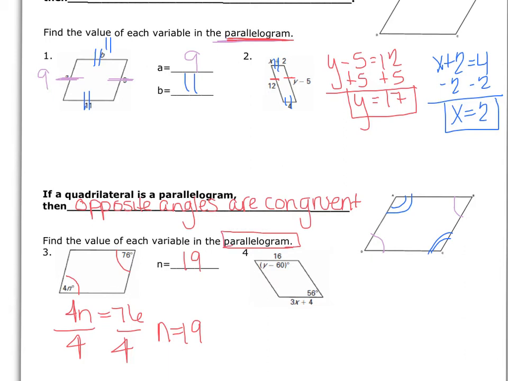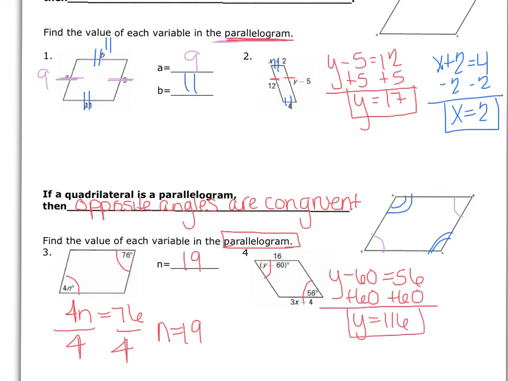Let's see, number 4. We have an expression sitting here, y minus 6, and it has a degree symbol. So I know that y minus 6 should be for this angle here because it's measured in degrees. Well, what do I know about angles in a parallelogram? Opposite angles are congruent. So we're going to set those things equal to each other. So y is equal to 116.